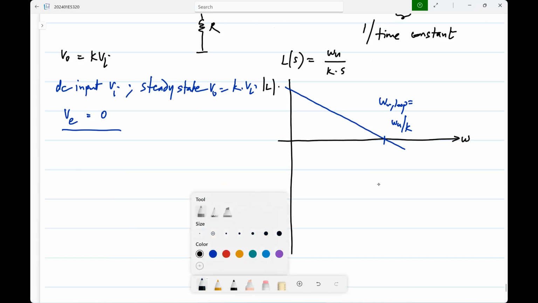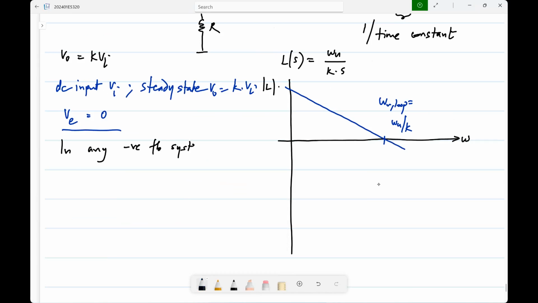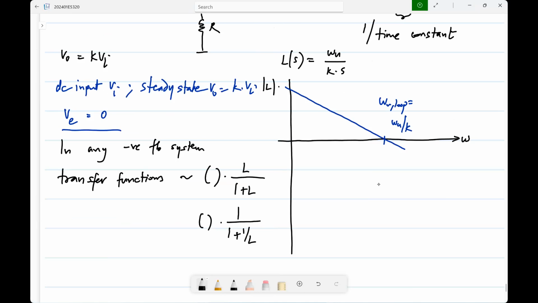So just for completeness I'll draw the phase, but you have to keep in mind, as I pointed out yesterday, in any negative feedback system, the transfer functions will be of this form. There will be some factor times L by 1 plus L, which also can be written as that. So as long as the loop gain magnitude is large, this additional factor will be close to 1.